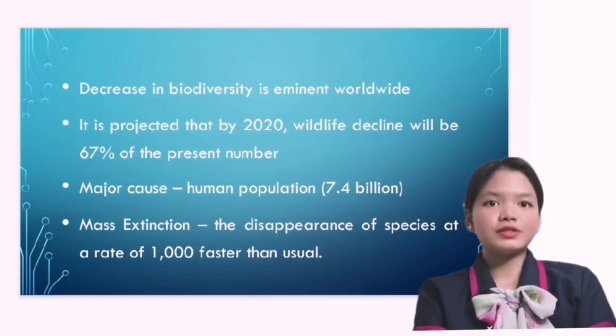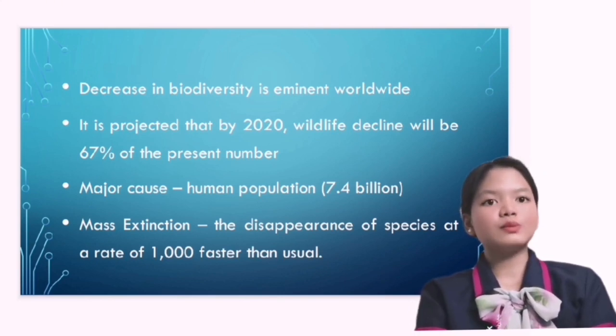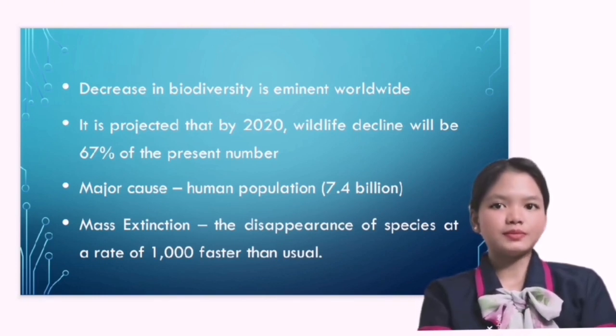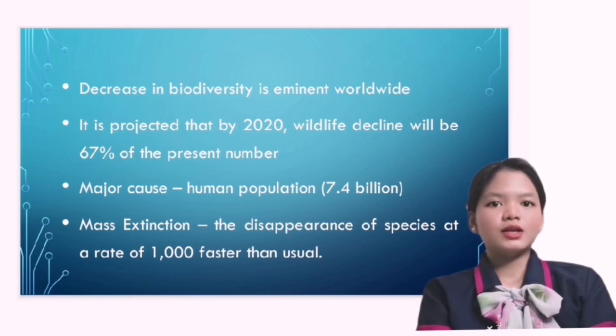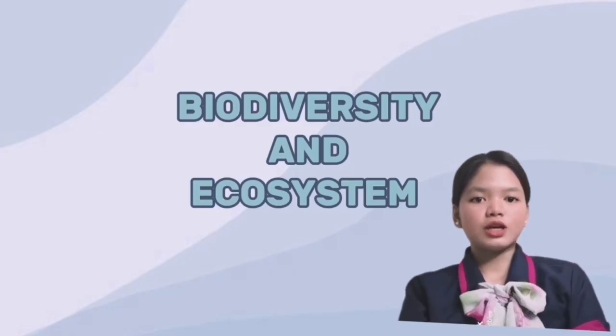Decrease in biodiversity is imminent worldwide. It is projected that by 2020, wildlife decline will be 67% of the present number. Major cause: human population 7.4 billion. Mass extinction. The first reporter is John Paul Ramirez.